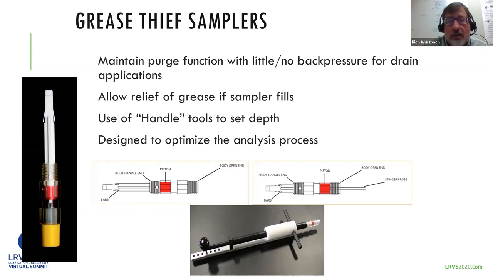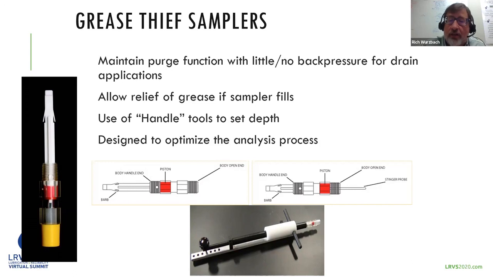You see drawings here of two different styles. One is considered a passive one that just has the piston and the handle. The one on the right also has this stinger probe. And the stinger probe helps us in those applications when we don't know exactly how far into the machine the target is that we want to sample, the face of the gear or the bearing.